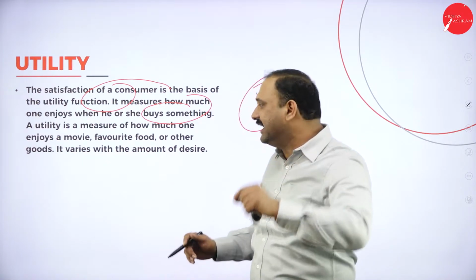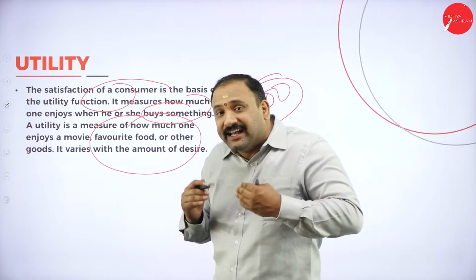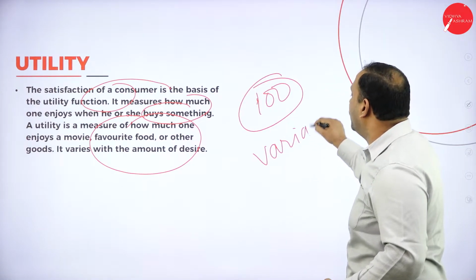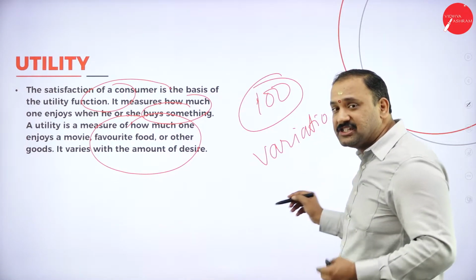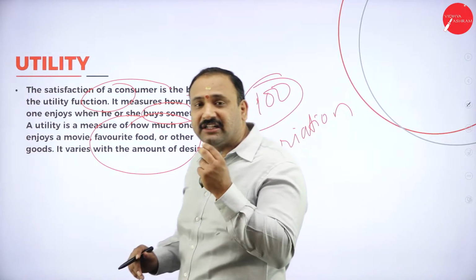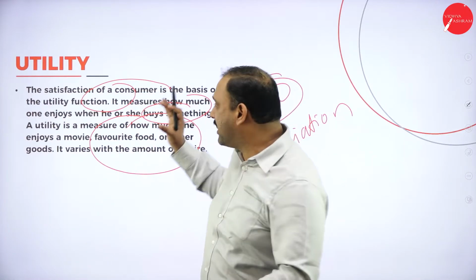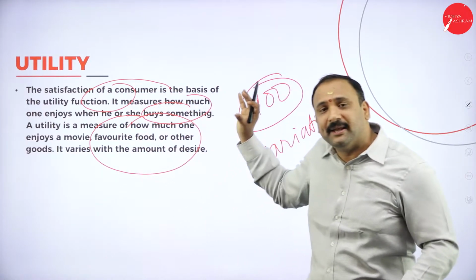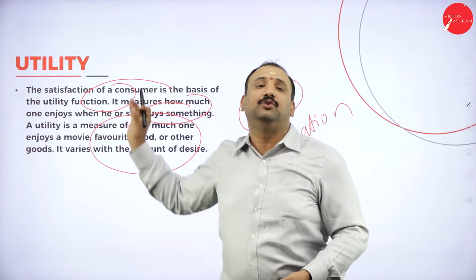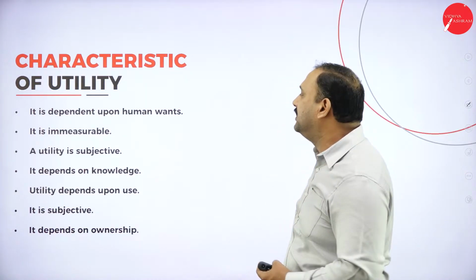Now, utility is a measure of how much we enjoy. It varies. So that's where I'd like to bring in this factor called variation. Utility is not a constant. It has a priority approach. It has a factor of benchmarking one over the other. So that's why utility is a very, very important concept for all of us to understand and to take forward.